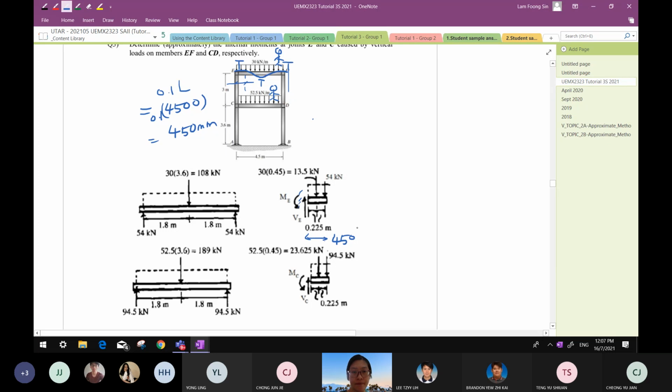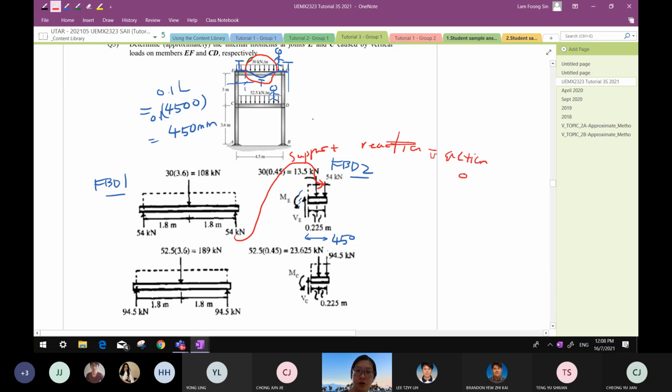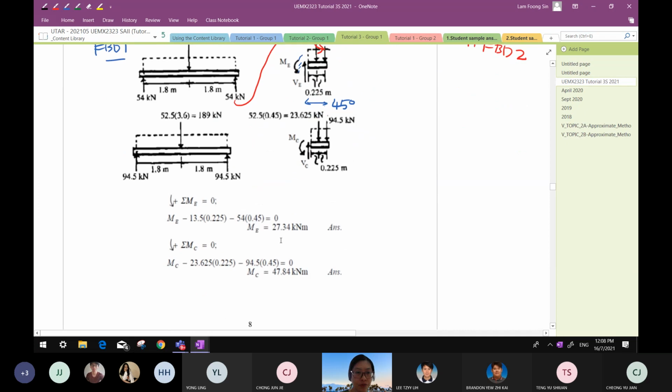Fix. Then do this free body diagram one first. Then you do the free body diagram two. Okay. So do this one first. Then the support reaction. Remember, the support reaction must be put back. So the support reaction becomes an action on free body diagram two, right? All right. So just do the equation of equilibrium, you should be able to find a moment there.